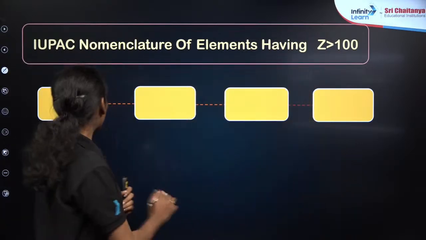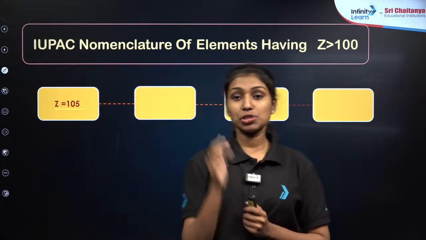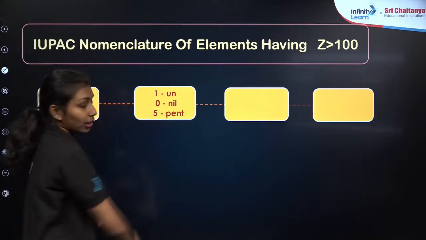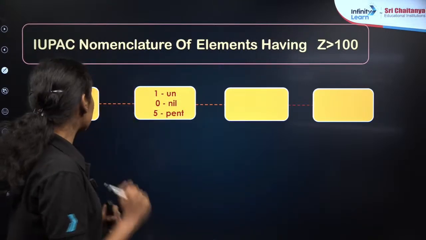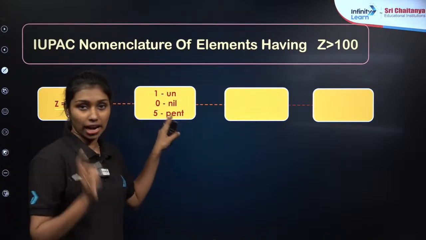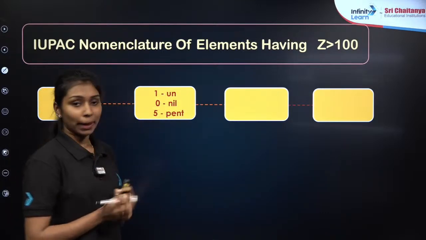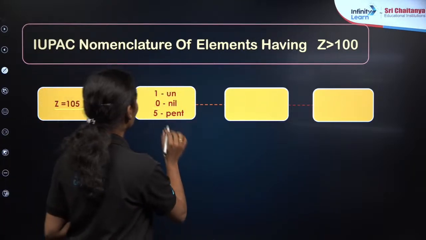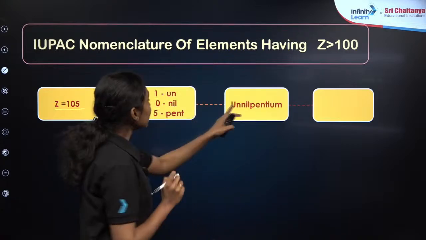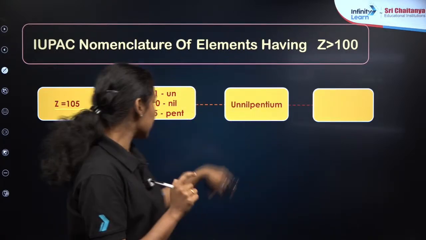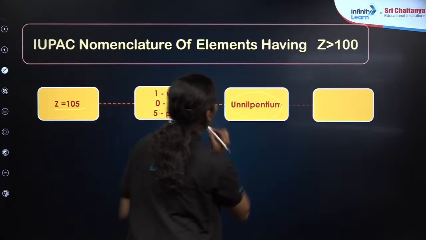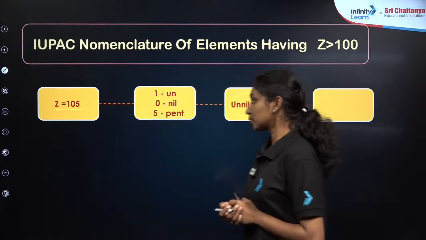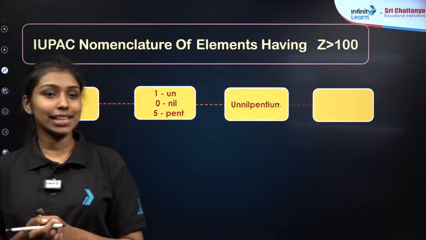If you are given an atomic number of 105, what are the steps? First, you have to identify the digits. These are the 3 digits here: 1, 0 and 5. Then you find the root name for each of the 3 digits. For 1, it is un. For 0, it is nil. And for 5, it is pen. We got the root names. Then we put together all the 3 roots. I am writing here un, nil, pen, and adding IUM at the end. This will be the IUPAC name of the element having atomic number 105. Clear? Is the thing clear? Just let me know.